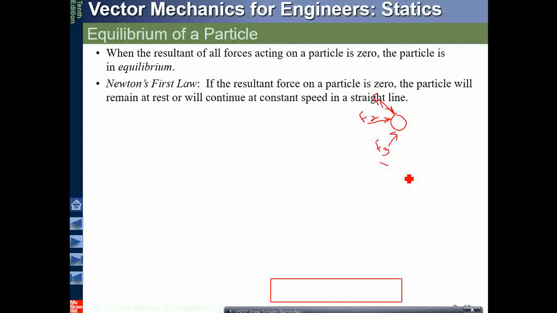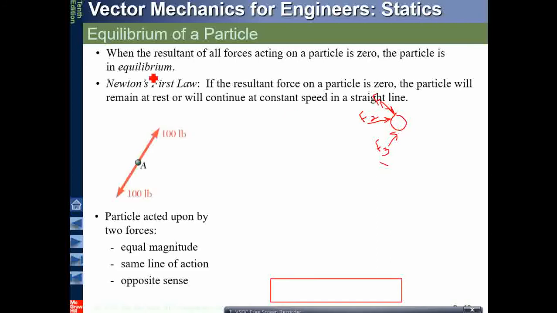This is the concept of Newton's first law of motion. If the resultant force on the particle is zero, the particle will remain at rest, or it will continue to move in a straight line at a constant speed. That means the acceleration is zero. So that is the same thing actually. If it's moving with the same speed, it will continue to move at the same speed, unless and until acted upon by an unbalanced force. This is the very famous Newton's first law of motion. So this was the condition of equilibrium.